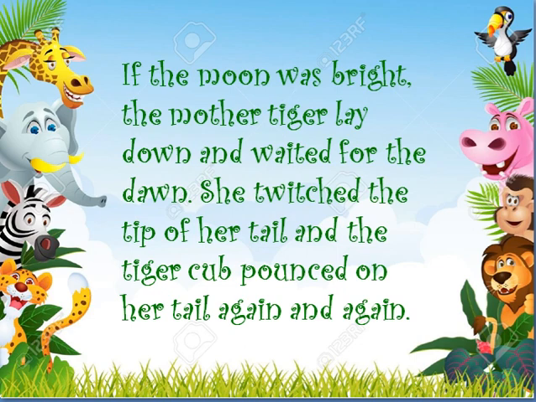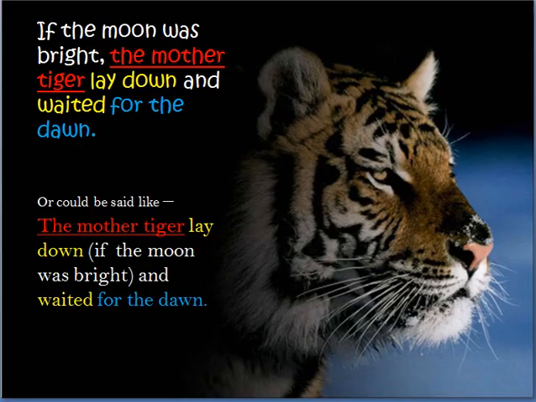If the moon was bright, the mother tiger lay down and waited for the dawn. She twitched the tip of her tail, and the tiger cub pounced on her tail again and again. So 2 sentences are here in this paragraph. We will first take the first one and analyze it. If the moon was bright, the mother tiger lay down and waited for the dawn.